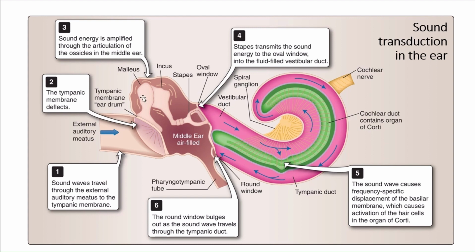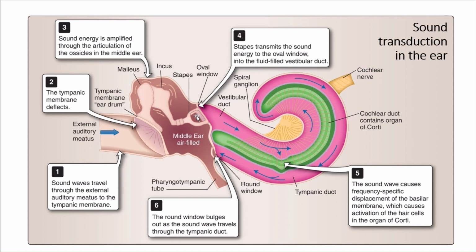Because the malleus is bigger and the stapes is smaller, that will cause amplification of the sound. The stapes is connected to the oval window. So this image is actually the correct image. The one a couple of slides ago was incorrect, because it showed the stapes here, but it's not there. The stapes should be at the beginning of the vestibular duct. So the vestibular duct contains fluid.